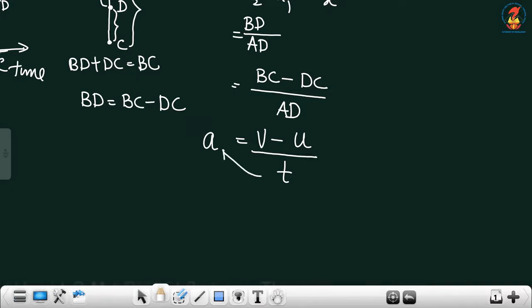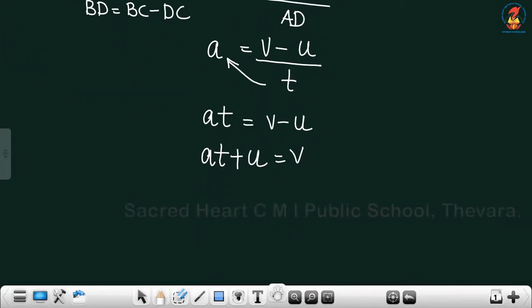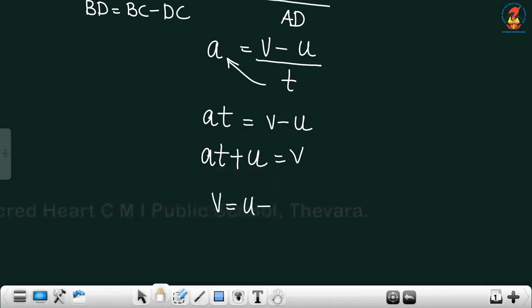Now, you cross multiply this one. A into T equal to V minus U. Now, take this U to this side. So, AT plus U equal to V. So, how will you write the equation? That is V equal to U plus AT.